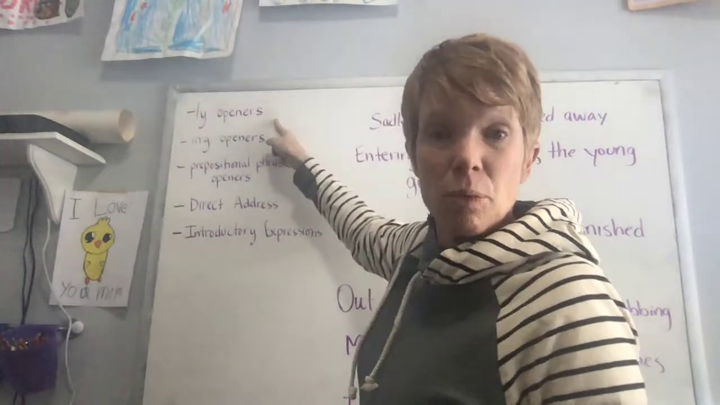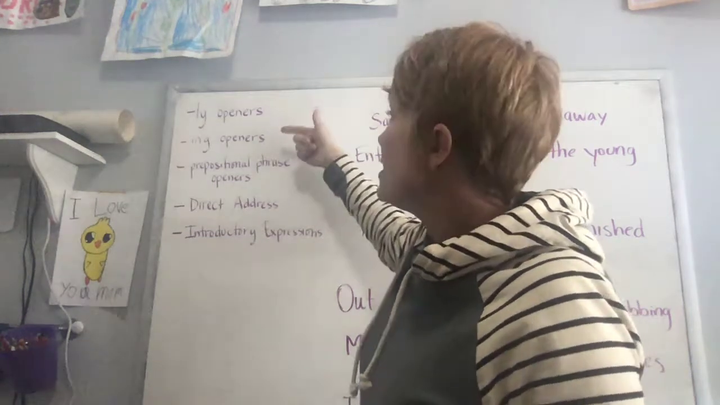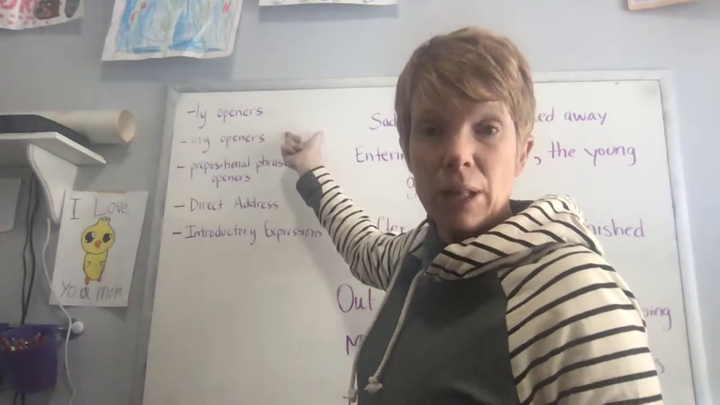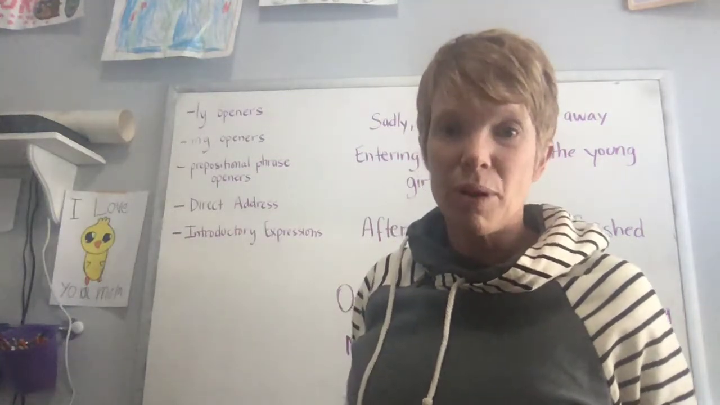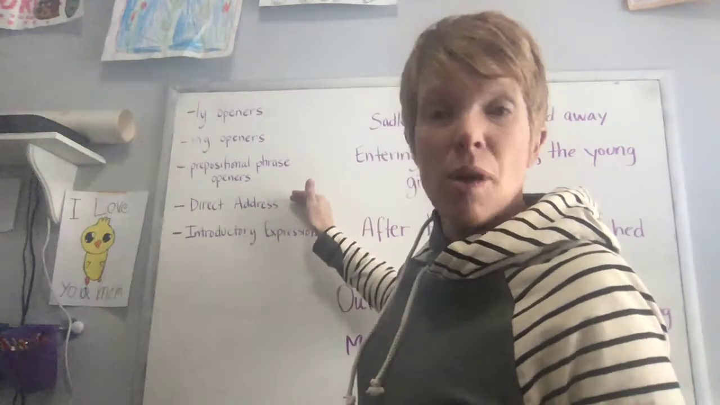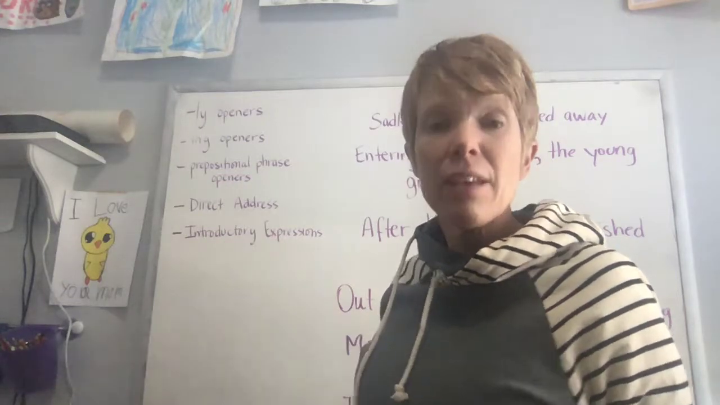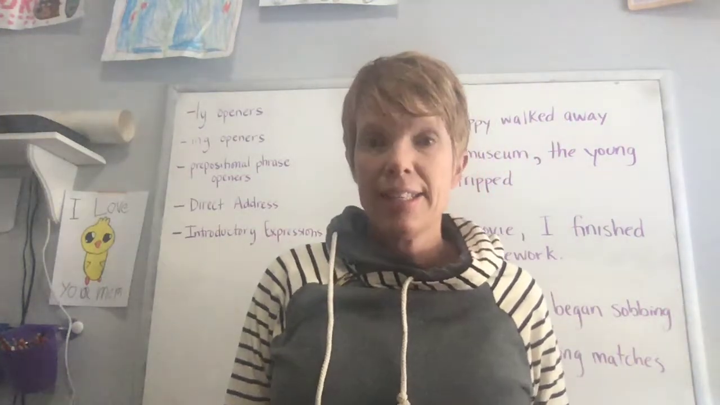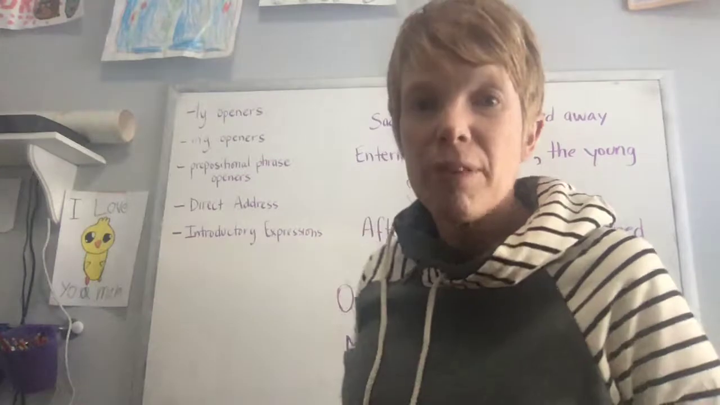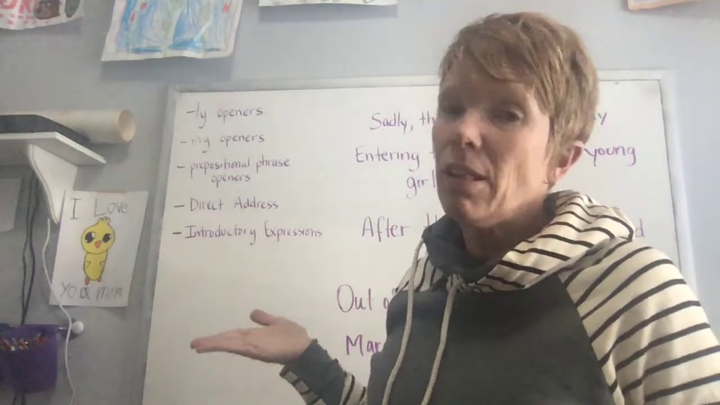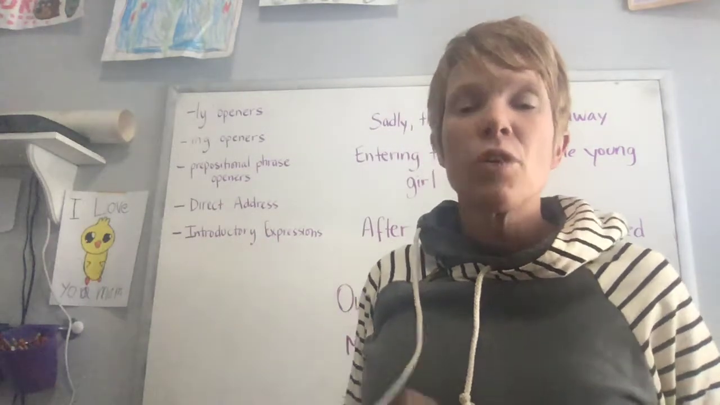So sentences that begin with an ly adverb will always have a comma. So your ly openers will use a comma. Sentences that begin with an ing opener will utilize a comma. Sentences that begin with prepositional phrases need a comma after the prepositional phrase. And then anytime you have a direct address where you're speaking to someone or an introductory expression. There is one more introductory phrase that we will actually talk about all on its own next week, the subordinating conjunction. But for now, these are the 5 that we are going to tackle all in one day because I really do think they're simple. We just may not know or we forget. So I have examples of all of them.